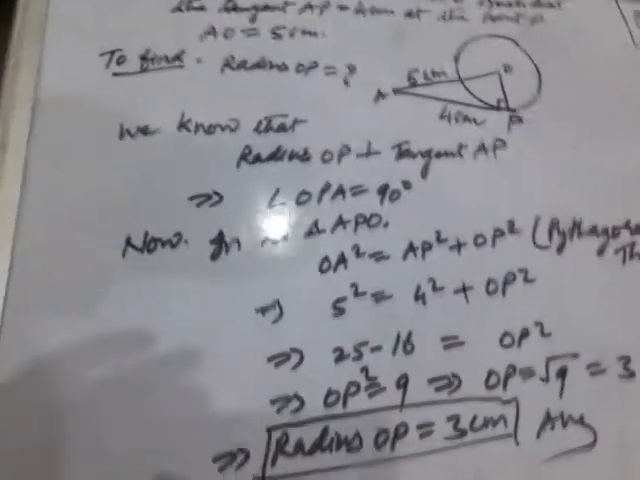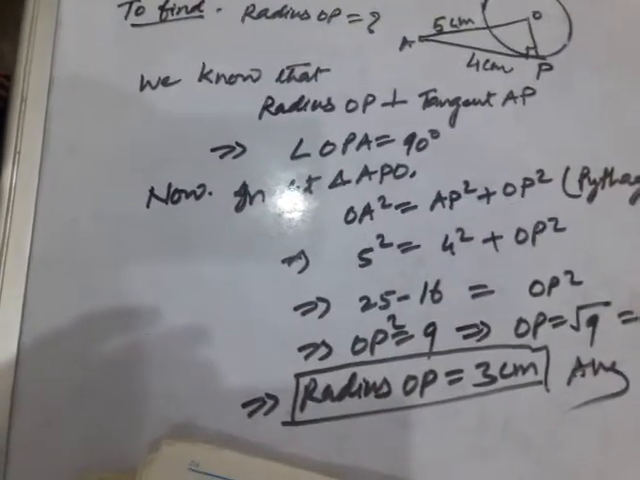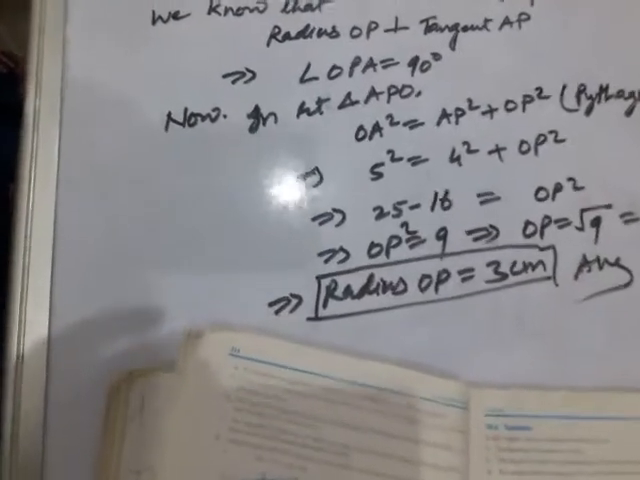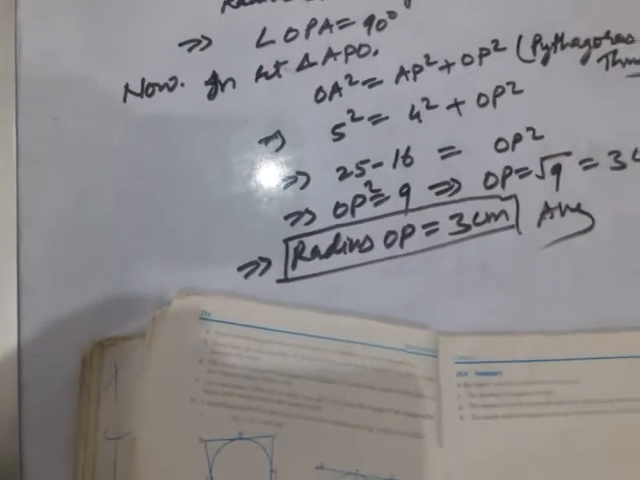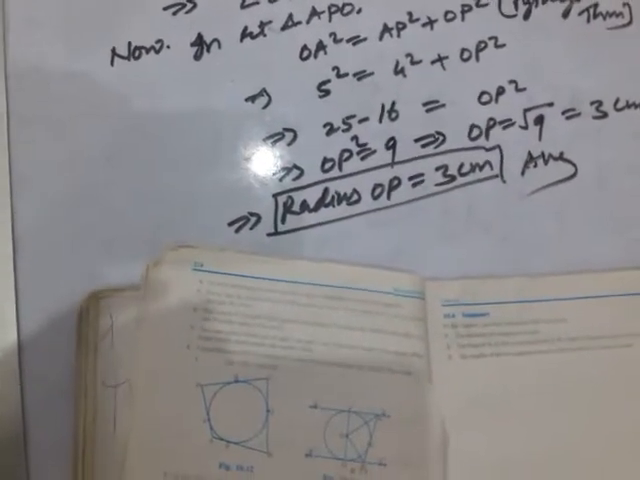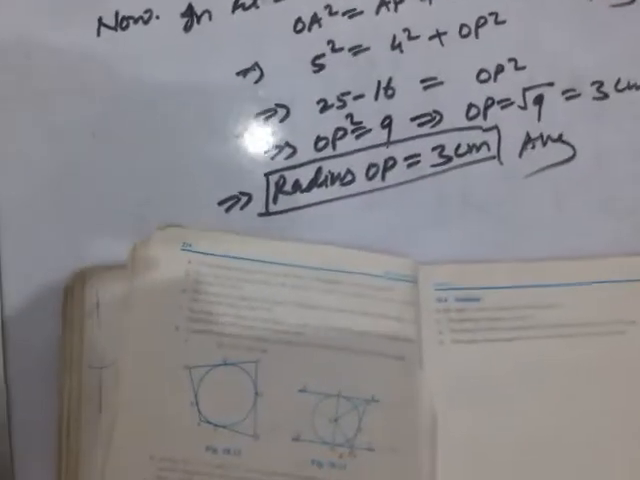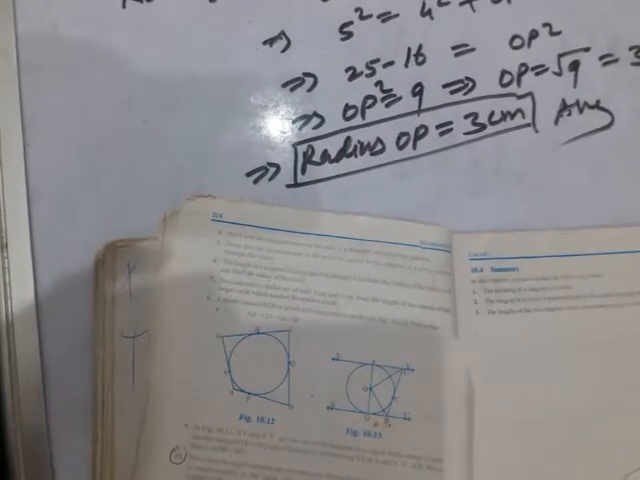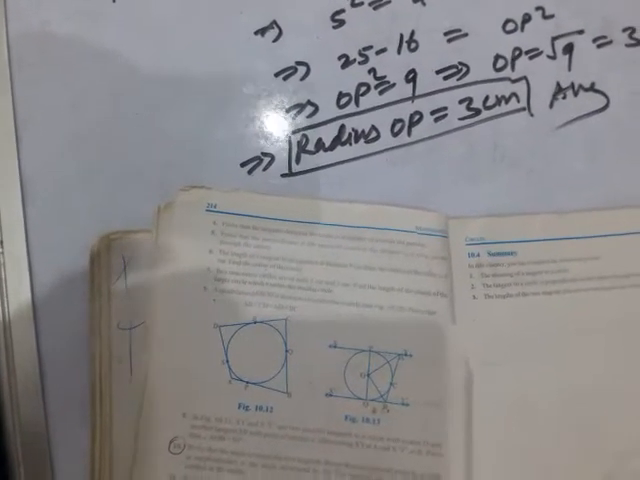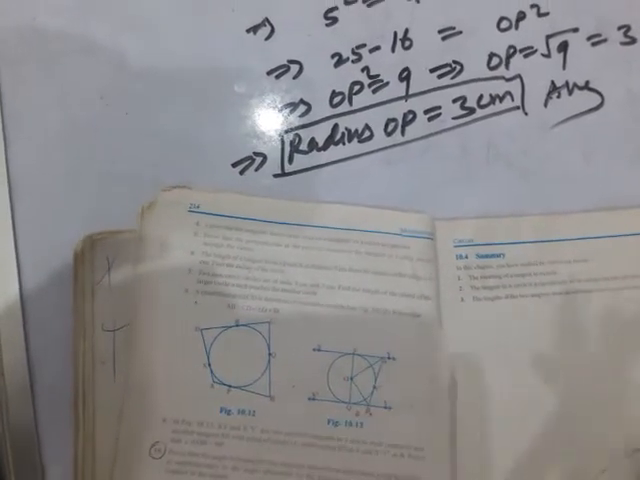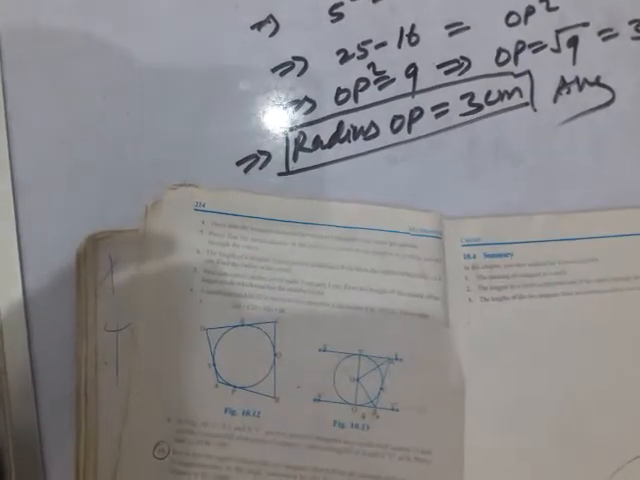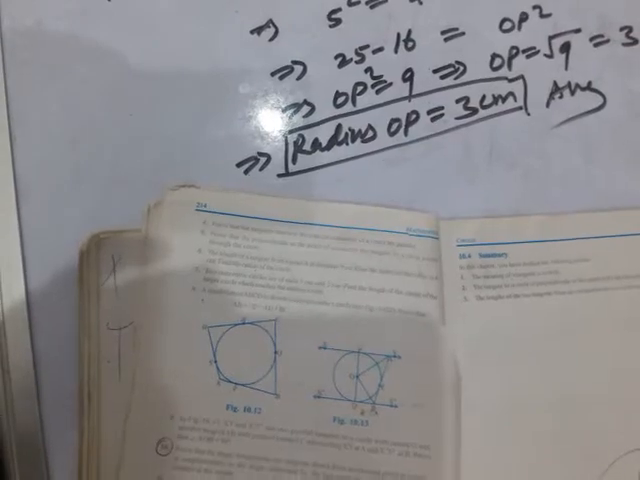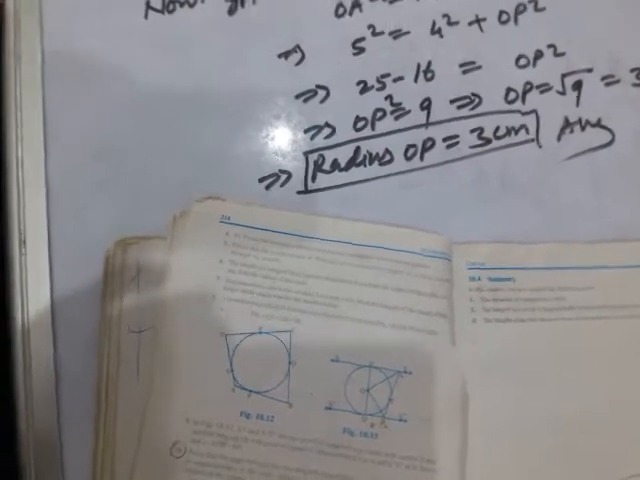So question number 6 also we have seen. Now, children, let us see question number 7. What is question number 7? Two concentric circles. Concentric circles means two circles with the same center. Con means same, centric means center. The radii are 5 centimeter and 3 centimeter. Find the length of the chord of the larger circle which touches the smaller circle.